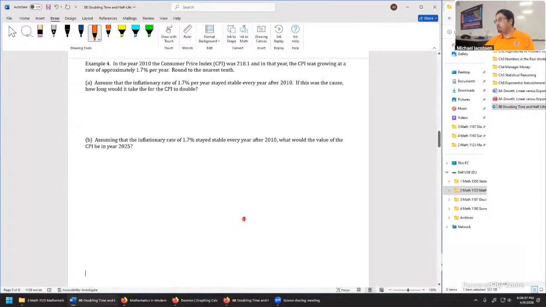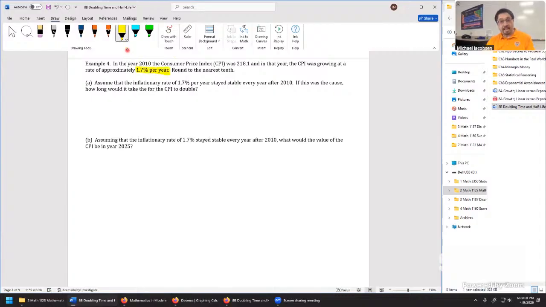We're looking into the consumer price index. Same kind of concept as we visited all the way back in chapter 3. If we look into the table for the CPI, we can find that it was 218.1 in the year 2010. So that means the approximate cost of goods, services, housing, and so on was about 218% that of around 1980, a few base years really. What we know a little bit more, in that year, the CPI was growing at a rate of approximately 1.7 per year. So we have a growth rate in the problem.